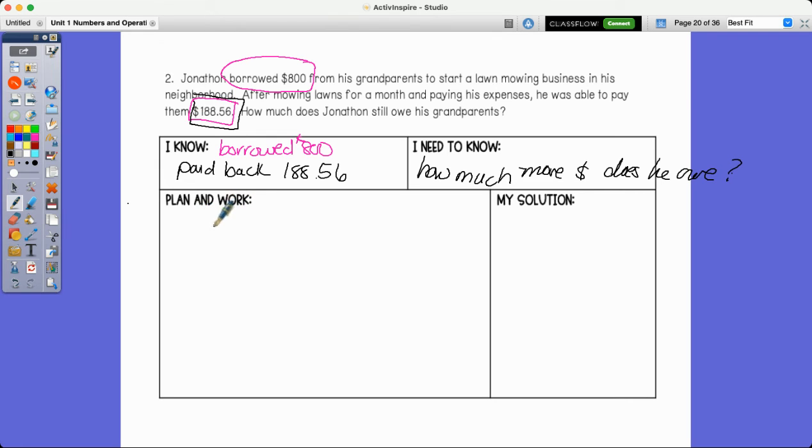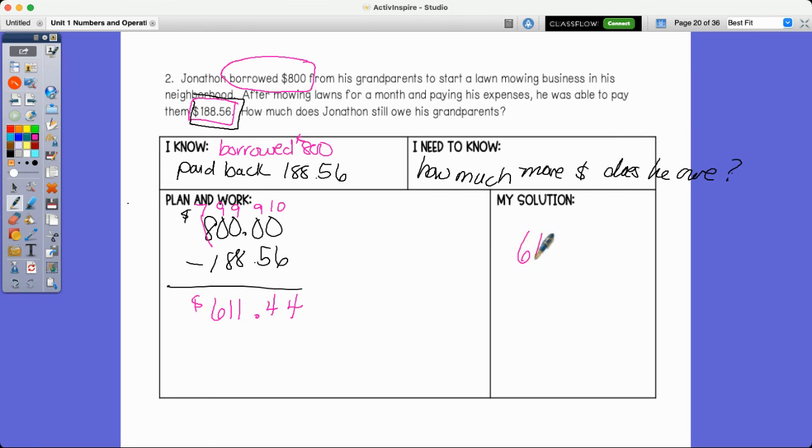Okay, so he borrowed $800 from his grandparents. This was the original debt, $800. He paid back $188.56. So he's paying them back, so I'm going to subtract that from his total. I need to do a little bit of math magic because I need to borrow. So I'm going to put a 7 here, a 9, a 9, a 9, and a 10. 10 minus 6 is 4. 9 minus 5 is 4. 9 minus 8 is 1. 9 minus 8 is 1. 7 minus 1 is 6. Jonathan still owes $611.44 to his grandparents.